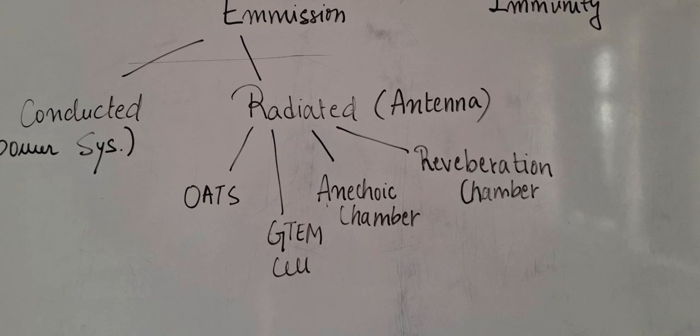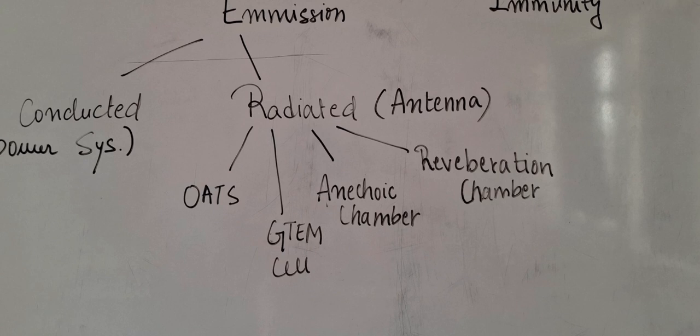In radiated electromagnetic interference testing, there are four main types of test methods. First one is OATS, open area test site. Second is GTEM cell. Third, anechoic chamber. And fourth, reverberation chamber.